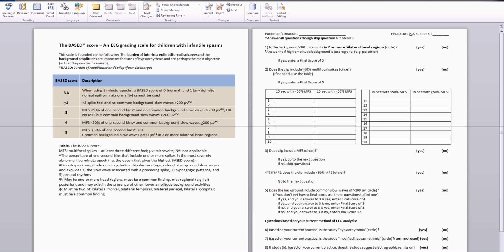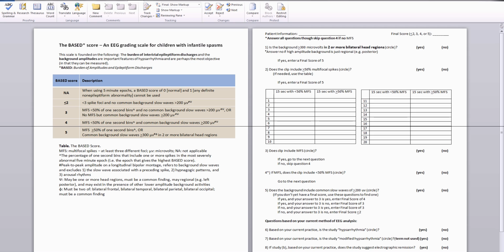So for example, amplitudes of the following are excluded. 1. The slow wave associated with a preceding spike. 2. Hypnagogic patterns. And 3. Arousal rhythms. Furthermore, when measuring background amplitudes, slow waves of interest should be a common feature of the background, i.e. they should not be rare, although they need not be present on every page.